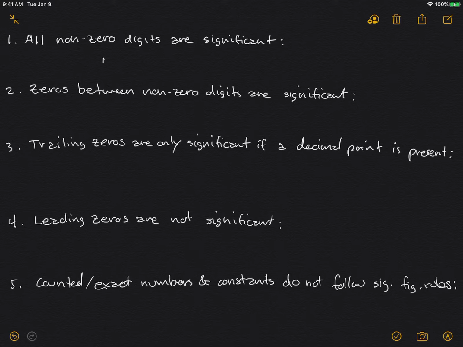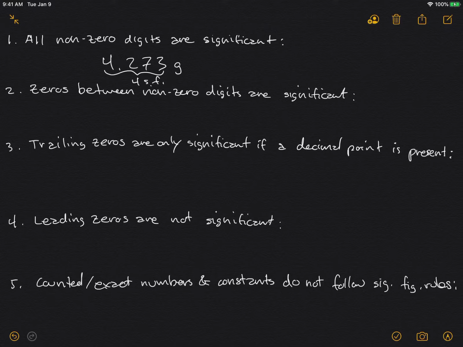So if you see a number like, say, 4.273 grams, since there are no zeros, all of those digits are significant, so this number would have 4 significant figures. And you'll see that we're mostly looking at zeros to tell how many significant digits are in a measurement. Zeros between non-zero digits are significant is rule number 2.